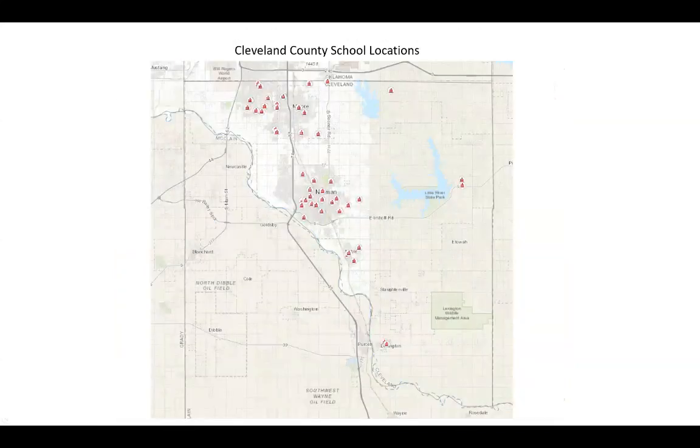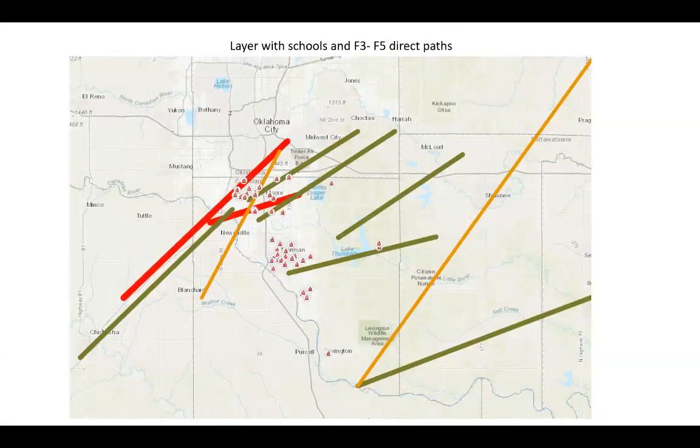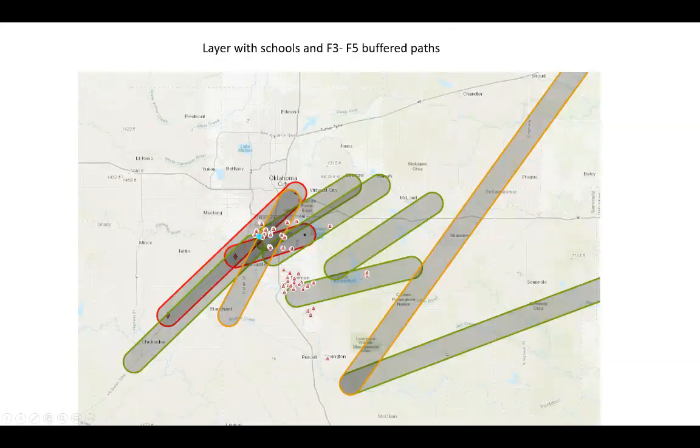Then I uploaded some data showing the location of each of the schools located in Cleveland County. This is from elementary through colleges. And then I added the F3 through F5 direct paths to my layer with the schools, and then included the buffers.